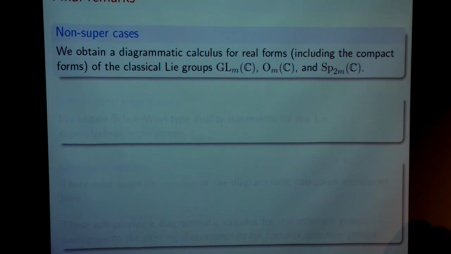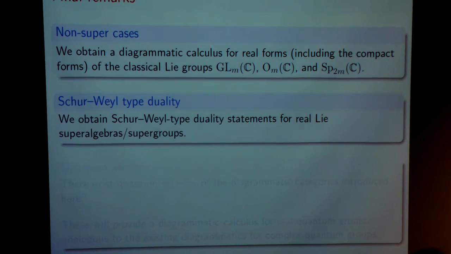So some final remarks. I did everything in the super world because it unifies things. But even in the non-super world, you get some new things because you get representation theory of real forms of the classical Lie groups. For instance, the unitary groups and the indefinite orthogonal groups, you get new tools for studying them. You also get Schur-Weil type duality statements for these real supergroups.